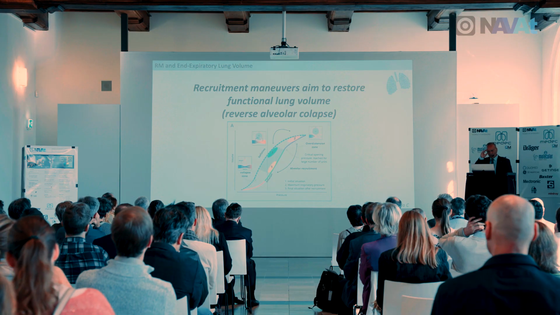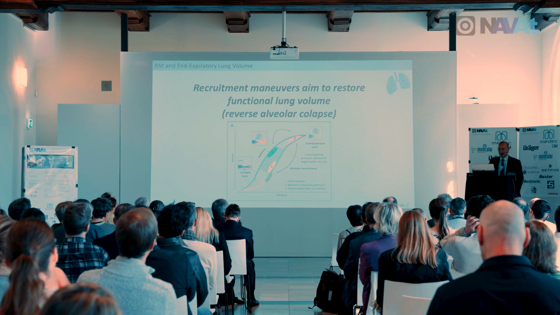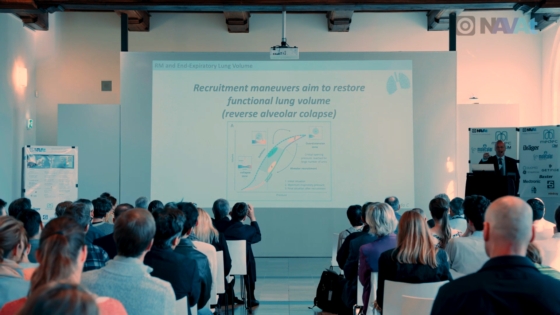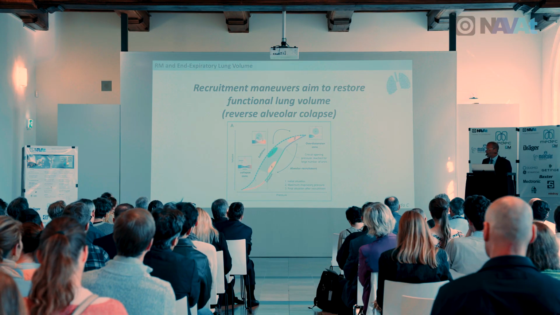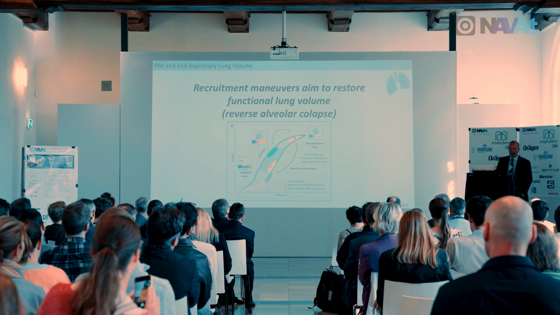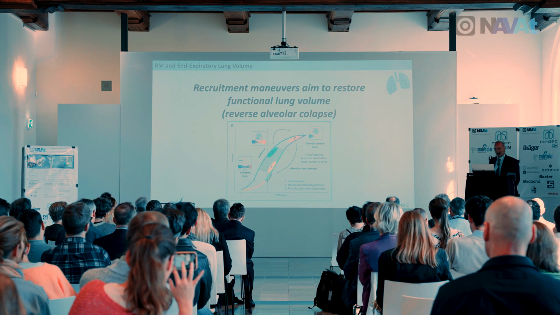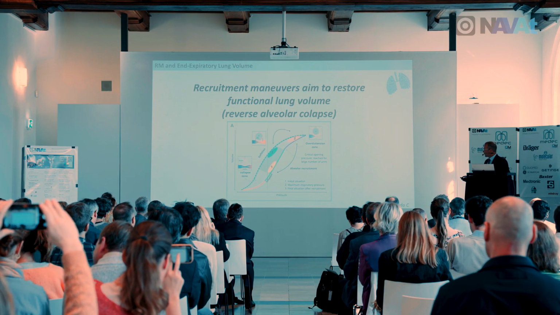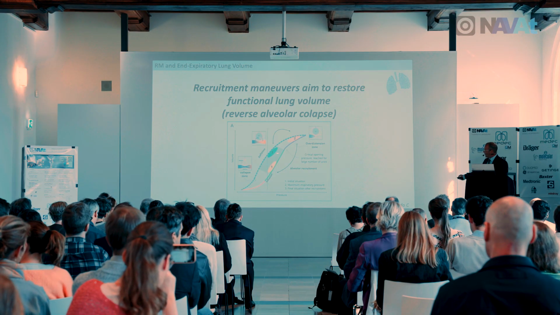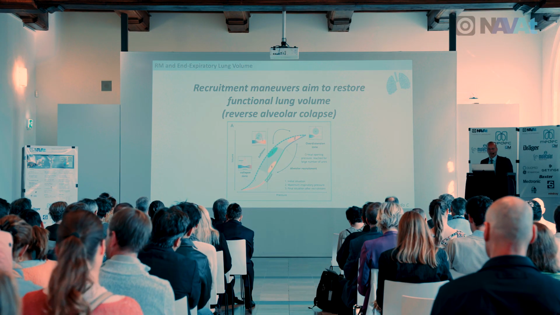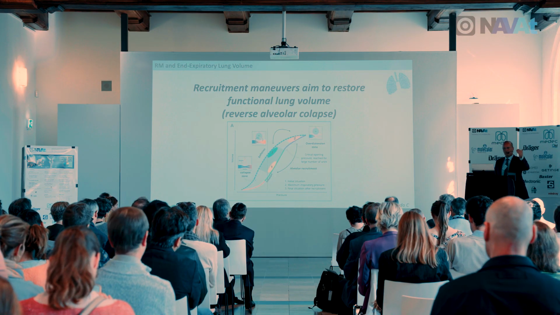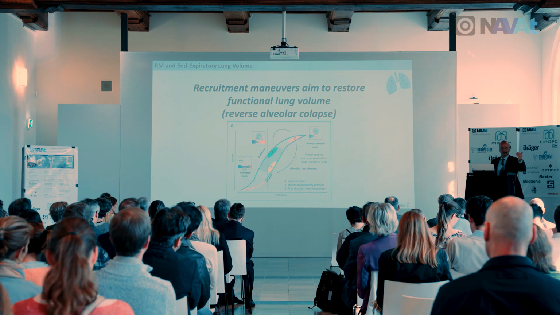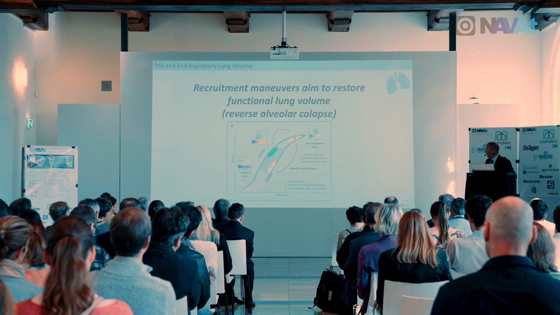And what is a recruitment maneuver? What is the aim of the recruitment maneuver? To restore the functional lung volume, to reverse the alveolar collapse that has been produced during these first minutes after the induction of the anesthesia. Why? Because we want to maintain this lung protective strategy, avoiding atelectrauma, avoiding volutrauma, avoiding barotrauma. So we need to maintain our patient inside this area, which is the lung protective zone. How? Recruiting the lung, setting a level of PEEP, and minimizing the tidal volume or the driving pressure that we are using in our patients.